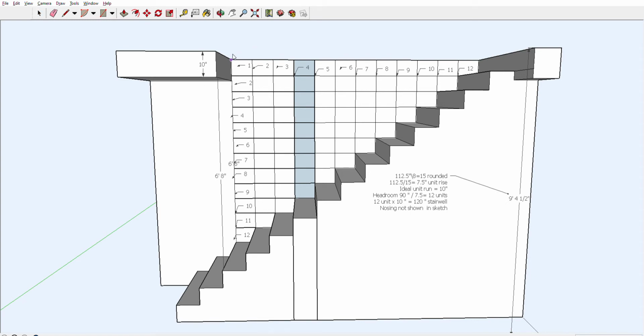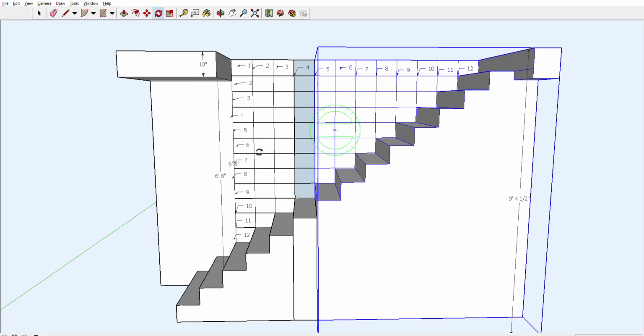So, as you can see, we have a 10-foot opening, and on there we have identified our 12 units of run required for our headroom, and we have identified our 12 units of rise to achieve our 80 inches of headroom. So now when you go to an L-shaped stair, things change a bit.